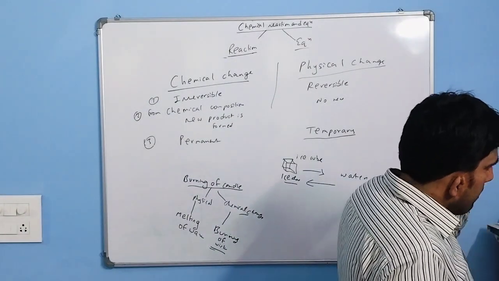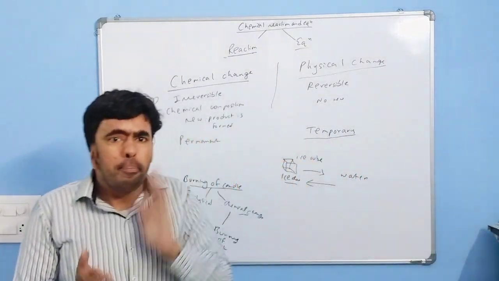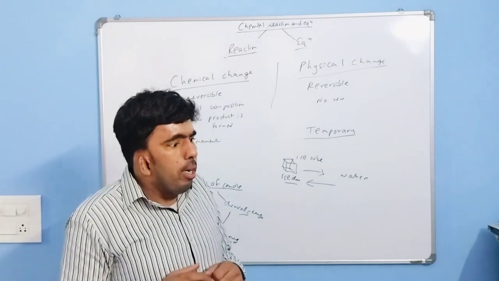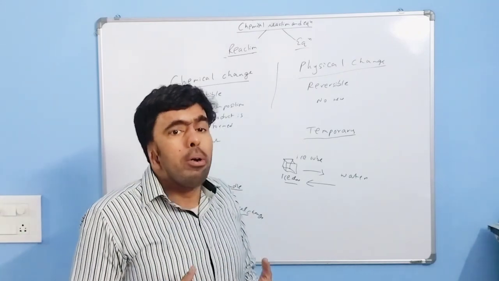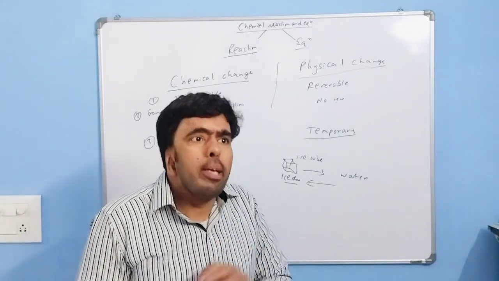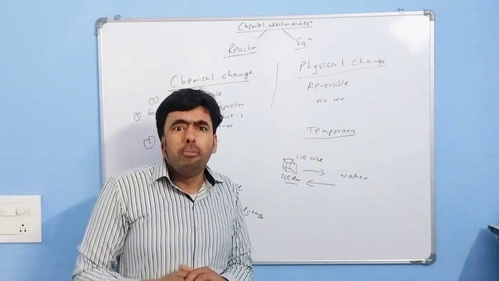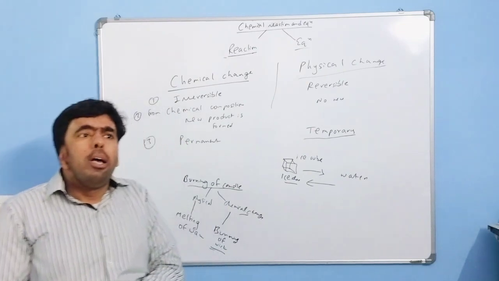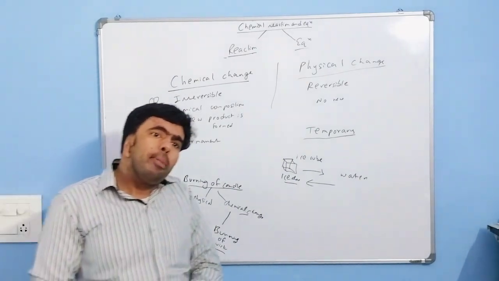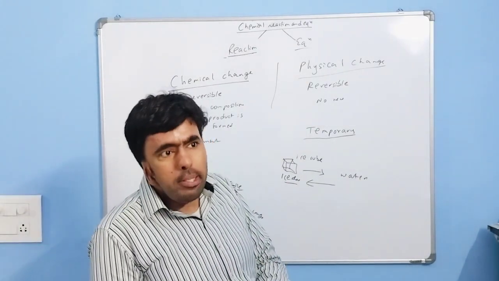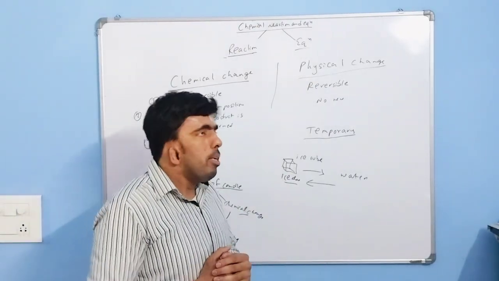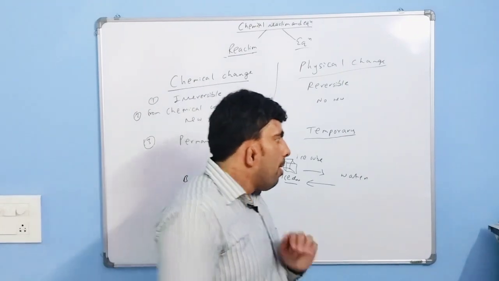But before that, I want to say something. There are a lot of reactions which occur in our daily life. For example, we have the reaction of photosynthesis. We have more reactions: the respiration reaction, rusting of iron. There are a lot of reactions, so we'll study them one by one.